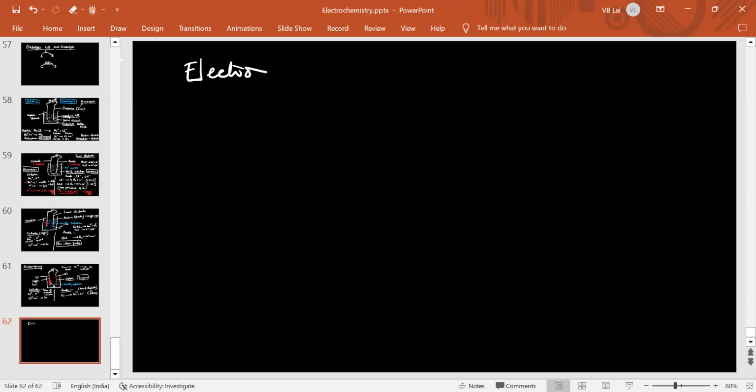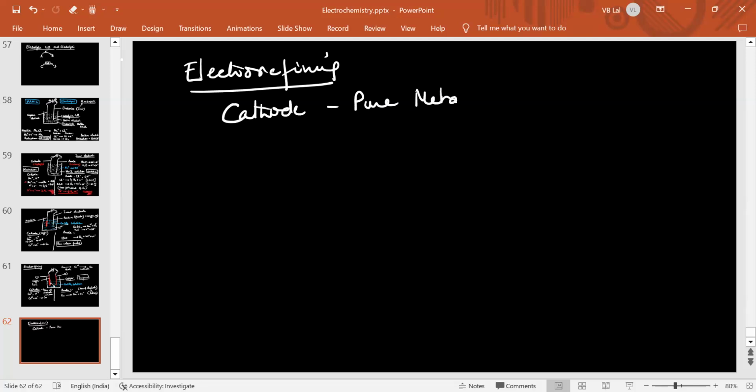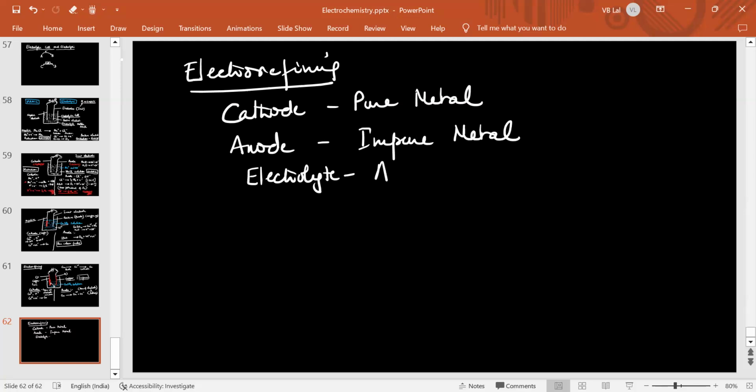So in electrorefining, what do you do? What is the cathode? Cathode is the pure metal. Okay. And what is the anode? Anode is the impure metal. And what is the electrolyte? Electrolyte is the aqueous solution of the salt of the metal. Okay. So this can be used for purification of copper.